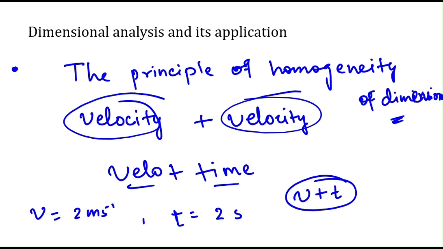Now you can say, okay, this is a very easy thing and we already know it. What is its application? How can we apply this concept to get better or fruitful results? So let's take an example, then it will be a little more obvious to you. Let's say someone has written the displacement formula as ut square plus half at square. And I want to know whether this is correctly written or not.